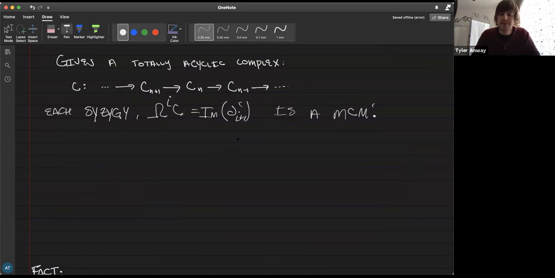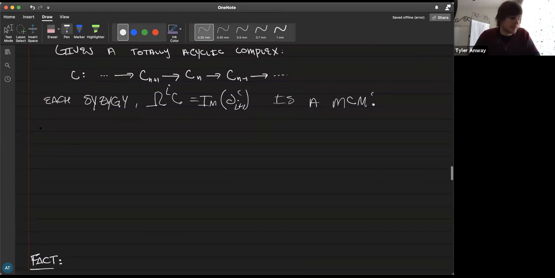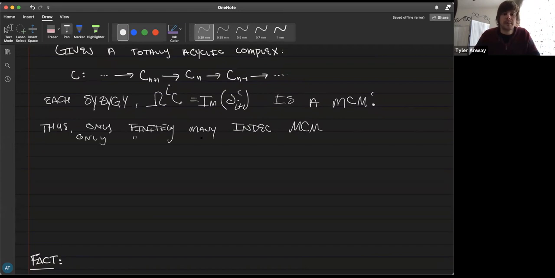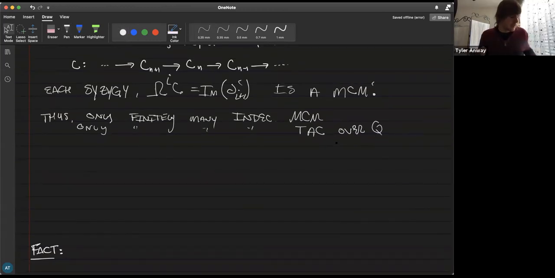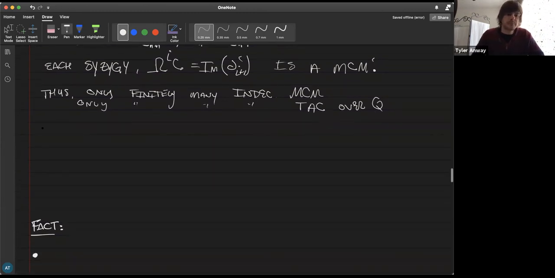Right. So each syzygy is a maximal Cohen-Macaulay module, and so we know that thus if there's only finitely many indecomposable maximal Cohen-Macaulay modules, then there's only finitely many indecomposable totally acyclic complexes over Q, right? And actually, I can do a little bit better than that. Let me say this specifically.